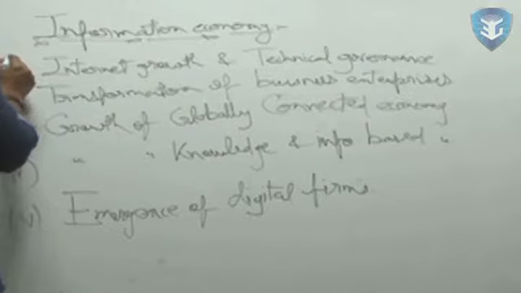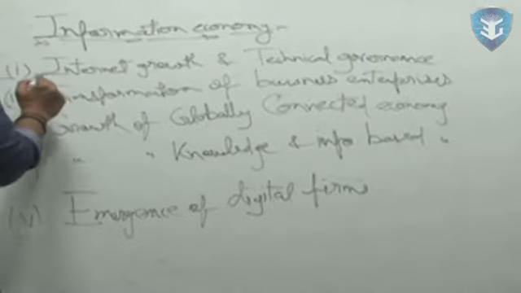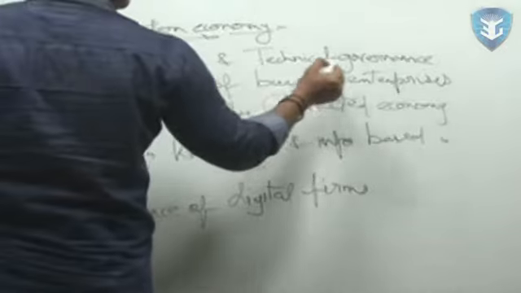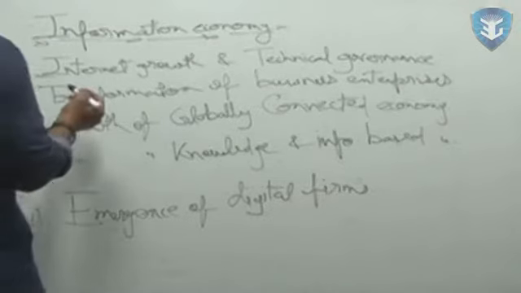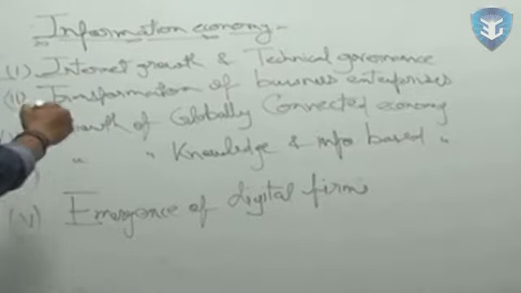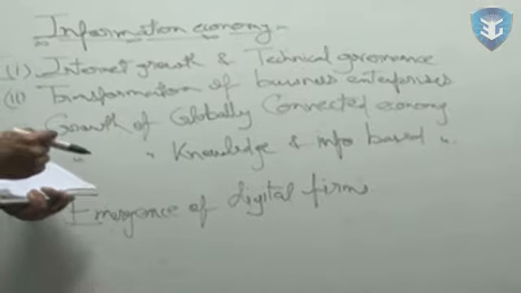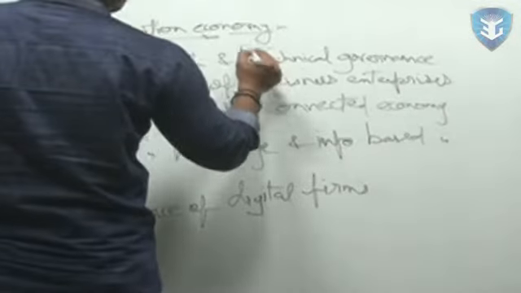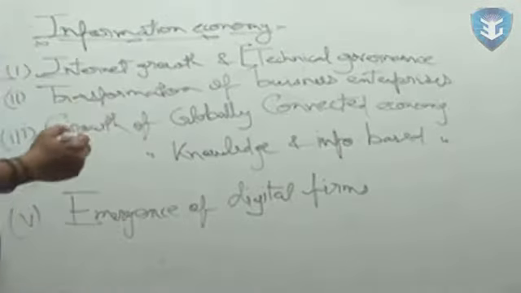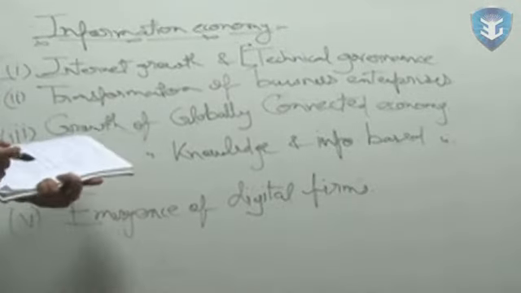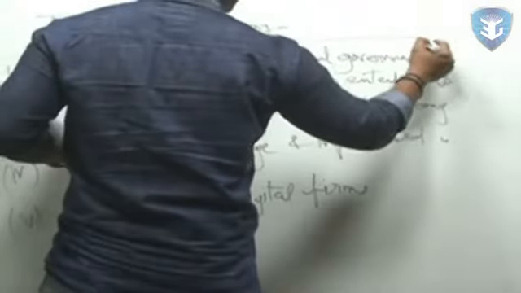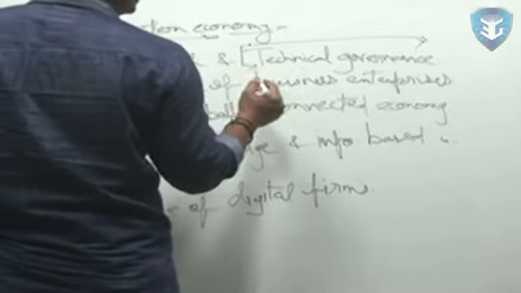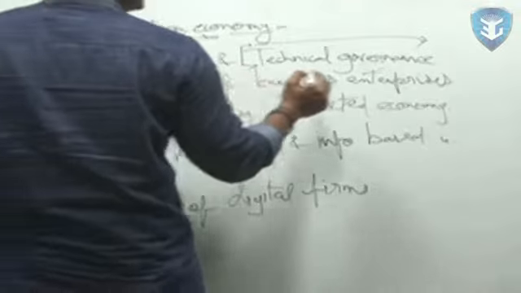Now, for an information economy, internet growth and technical governance are needed on a very basic level. For example, we are using the internet on our mobile phones and laptops, but technical governance also needs to be used, such as filing our bills on the internet, drawing money, depositing money into banks, or transmission of money through the internet and IT systems. This is technical governance.